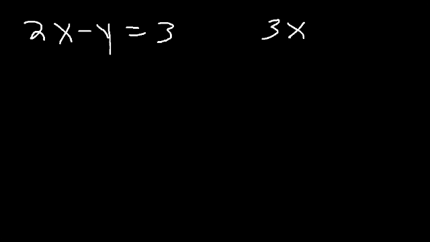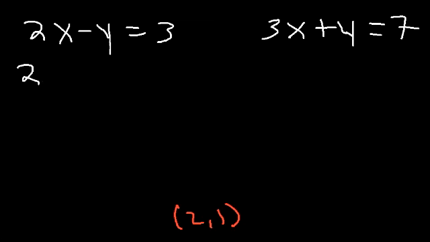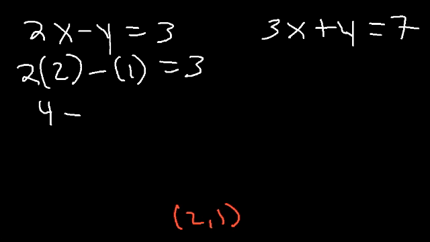So let's check the answers to see if they're correct. So we have two equations. 2x minus y is equal to 3, and 3x plus y is equal to 7. And the answer we said was 2, 1. So if we plug in this point into both equations, and if the left side has the same value as the right side, then we know for sure that we have the right answer. So x is equal to 2 and y is 1. 2 times 2 is 4, and 4 minus 1 is 3. So this solution works for the left side.